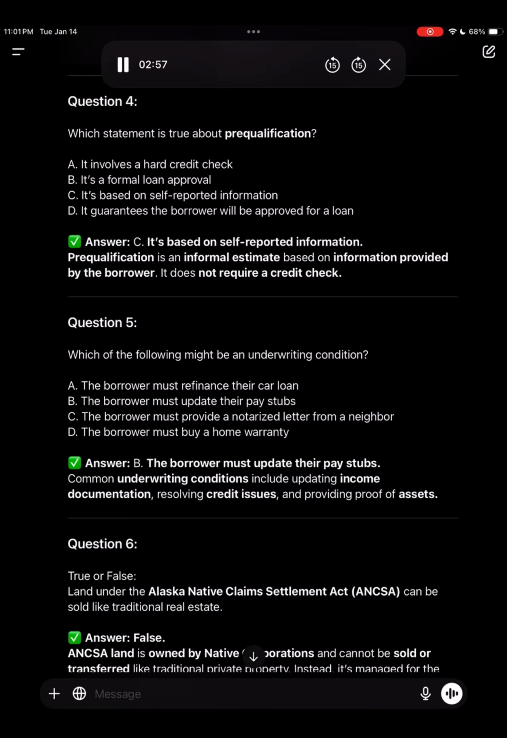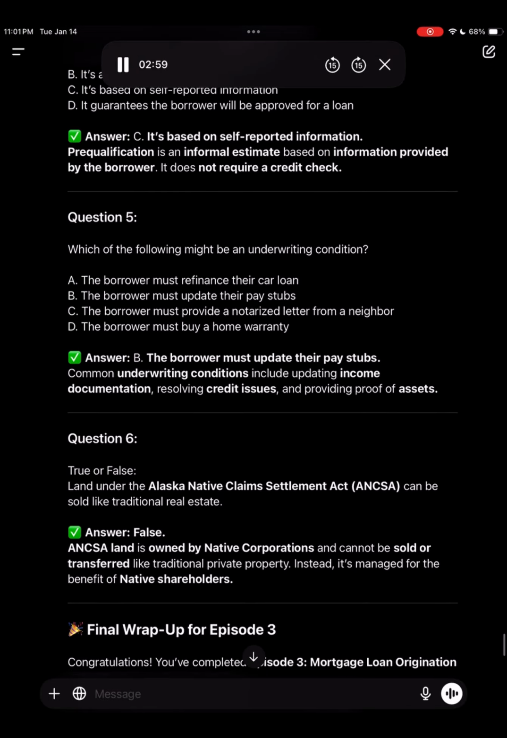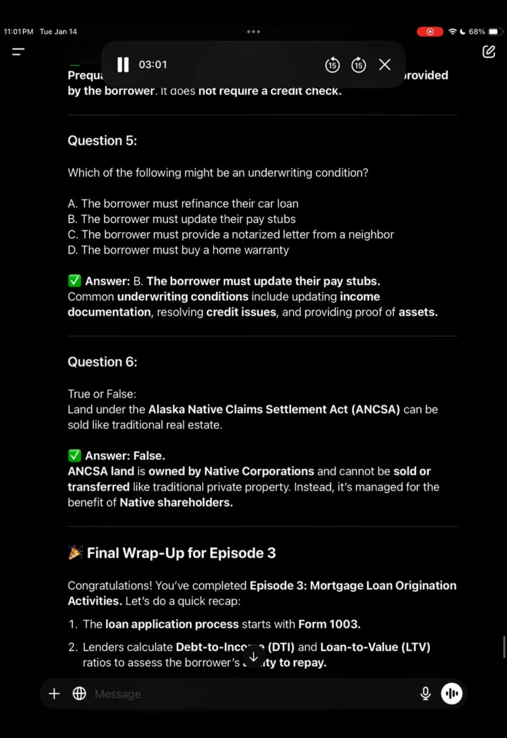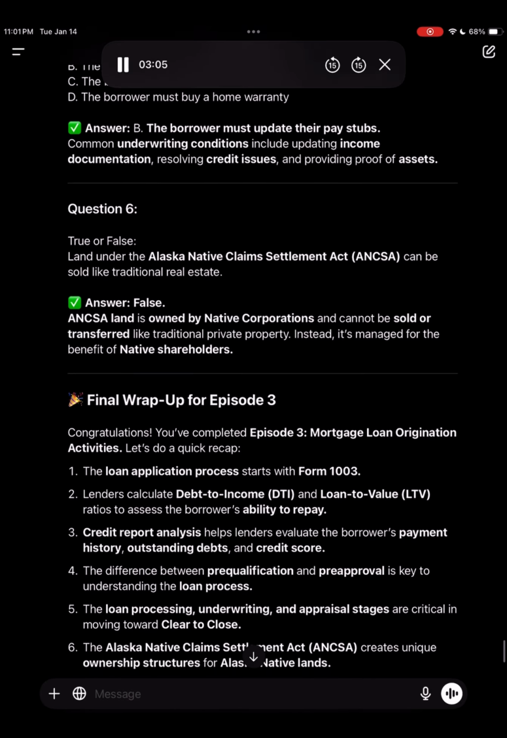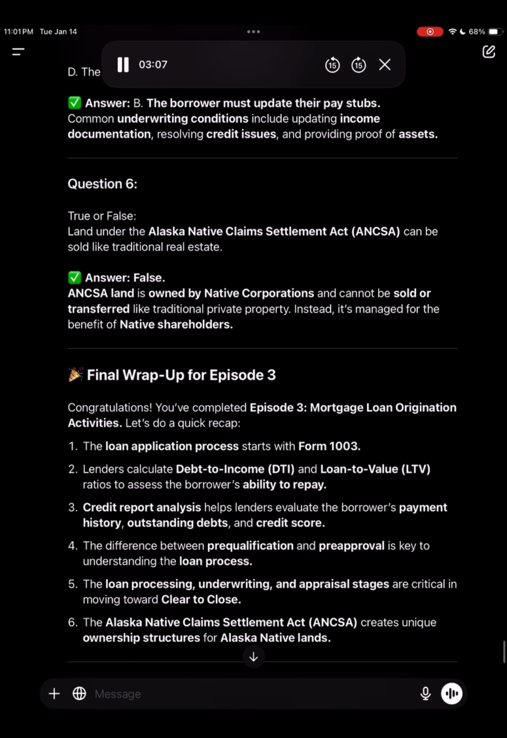Question 6. True or false? Land under the Alaska Native Claims Settlement Act can be sold like traditional real estate. Answer false. ANCSA land is owned by Native corporations and cannot be sold or transferred like traditional private property. Instead, it's managed for the benefit of Native shareholders.